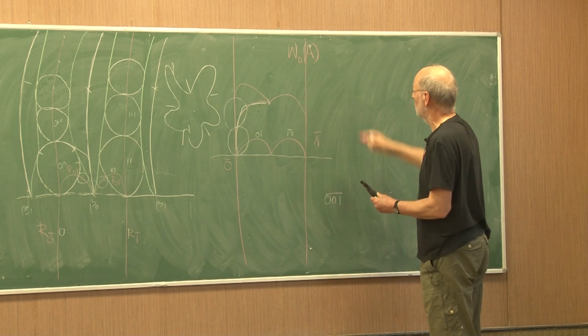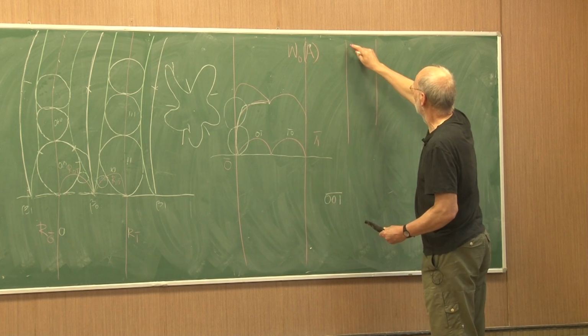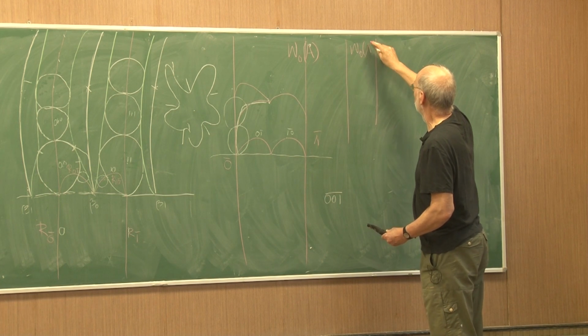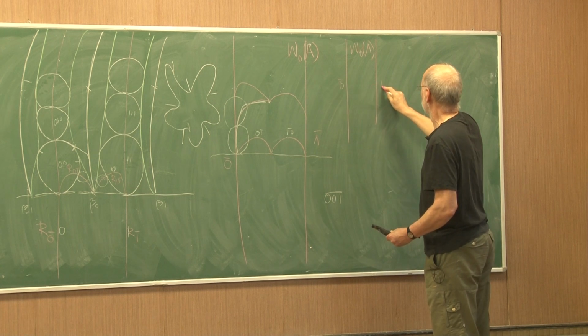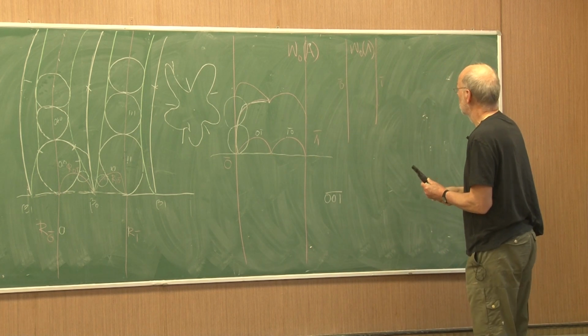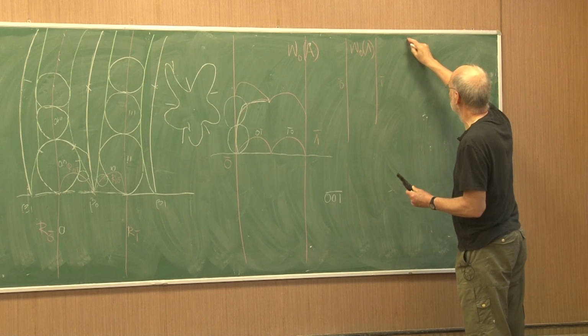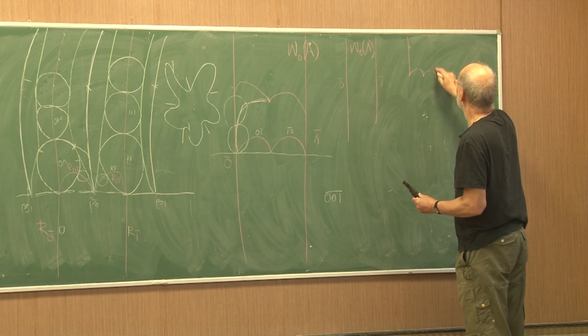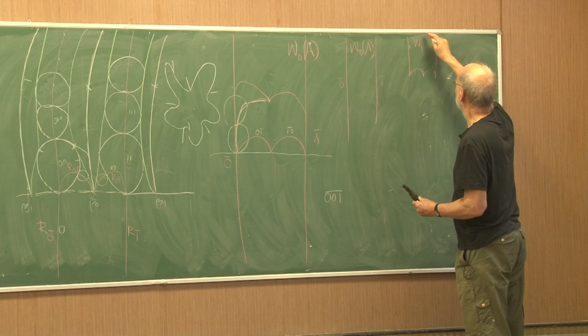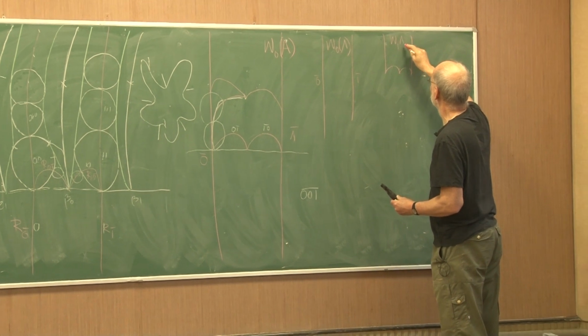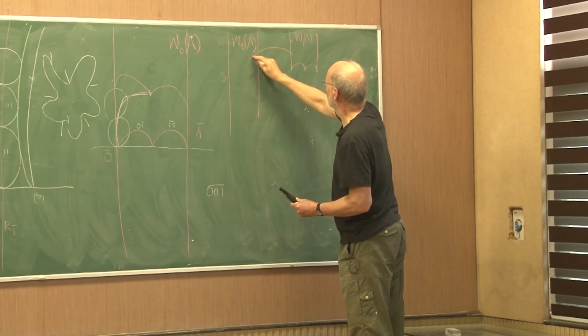So redoing this drawing, we have W0 of lambda between the 0 ray and the 1 ray. We have inside, we have W1 of lambda, which maps 2 to 1.